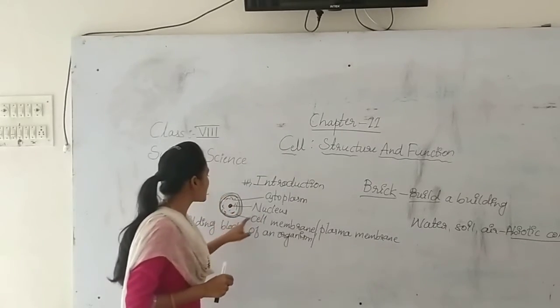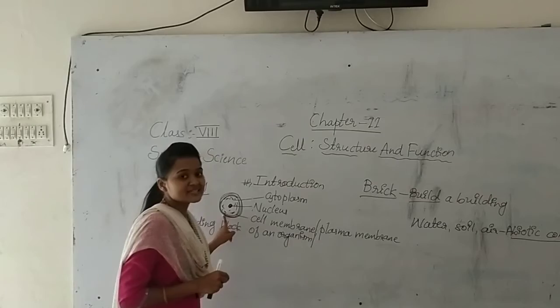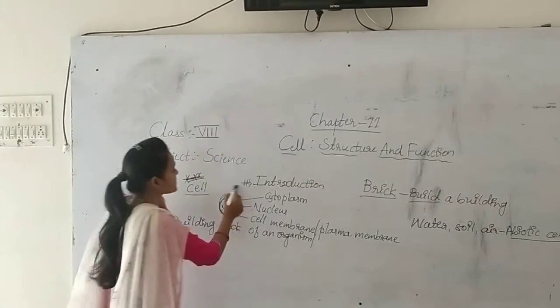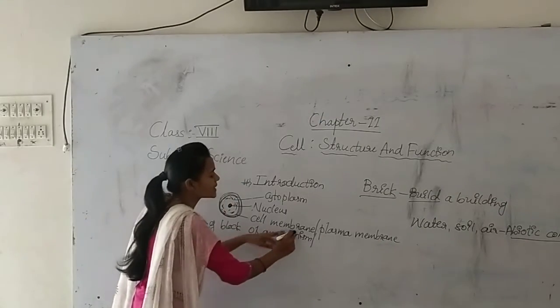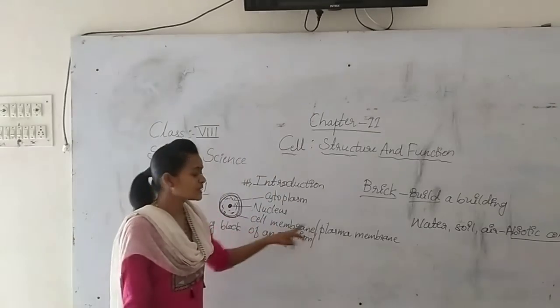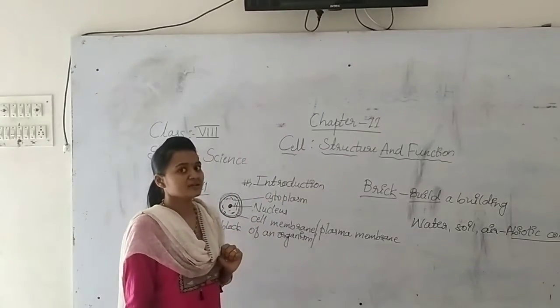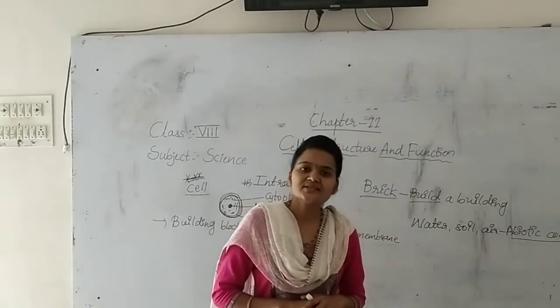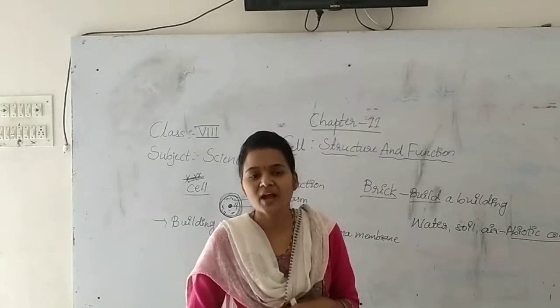And the cell is covered with a membrane. The cell is covered with the outer membrane that we call the cell membrane, otherwise the plasma membrane. Plasma membrane is nothing but the cell membrane. So students, now we learned the basic introduction.